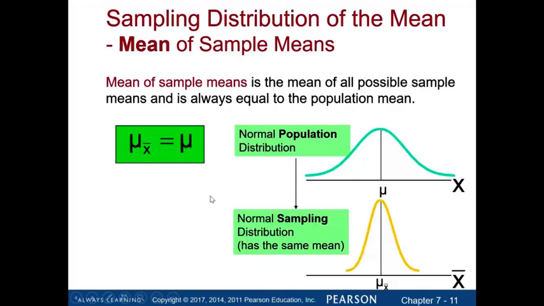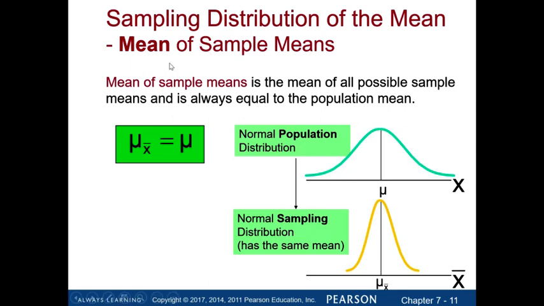Okay, so in the previous video, we talked about what sampling distribution is. And in this video, we introduce two important definitions of sampling distribution. One is mean and one is standard error. These two definitions are very important basics to solve real-world problems in sampling distribution.